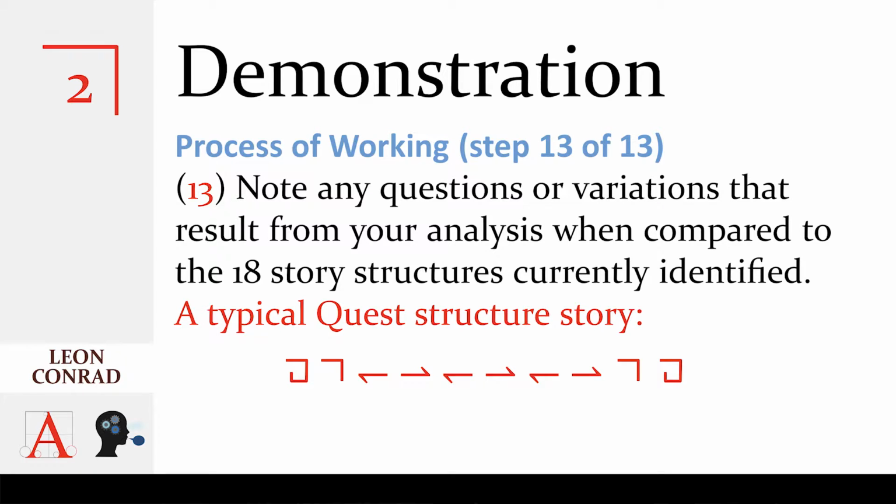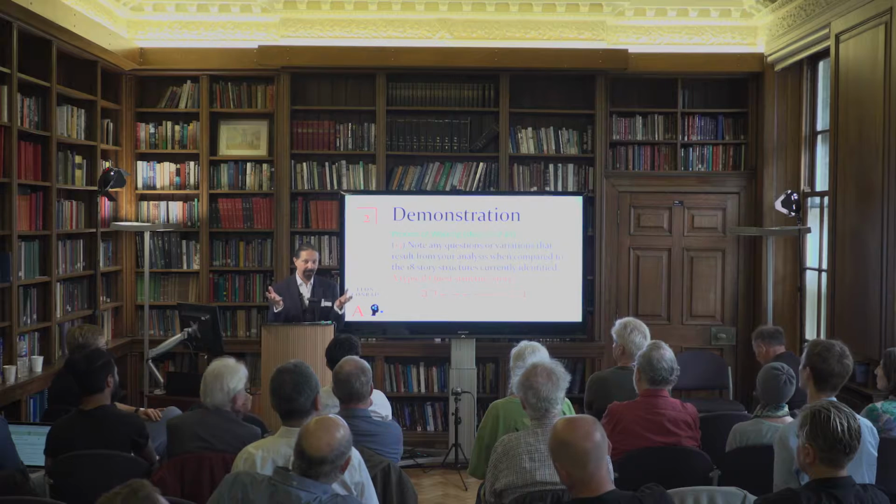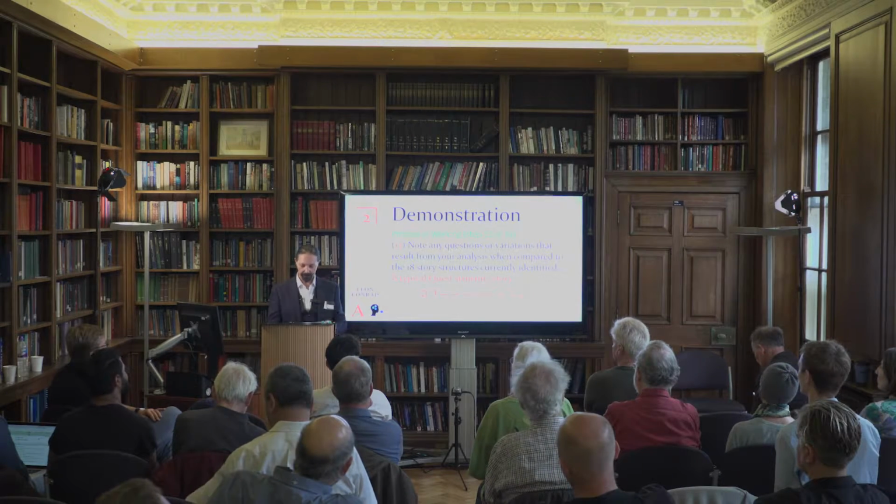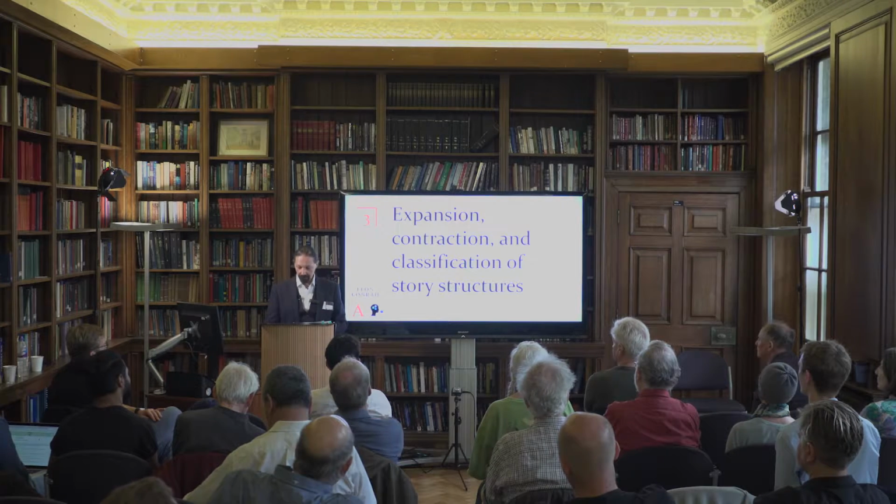And what the calculus of indications allows us to do for the very first time is visualize very clearly, very precisely, what a particular story structure looks like. And this is what the quest structure looks like. If you know Laws of Form and the calculus of indication, it is intuitive. So, how does that help us classify story structures?